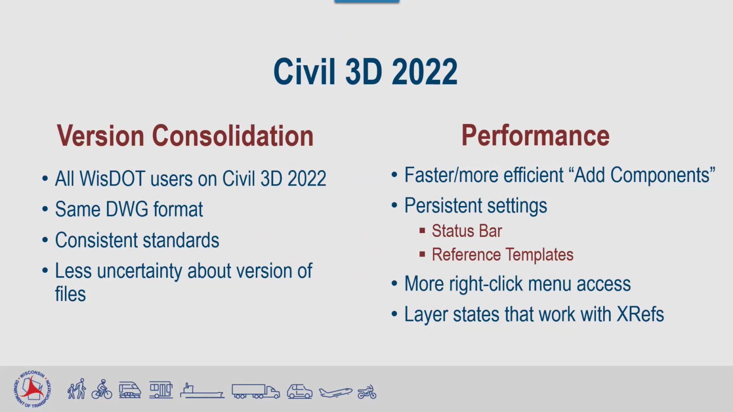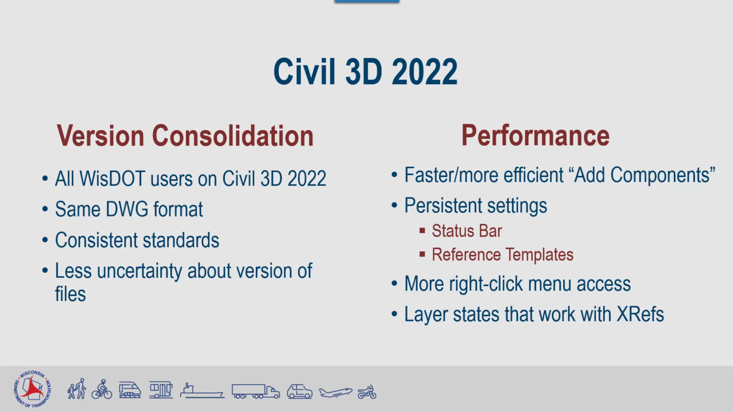For this implementation, we had a number of goals. We wanted to use this opportunity to get all WisDOT staff using the same version of Civil 3D. The consistency in the DWG format and our template standards made this possible. I'm very pleased to say that besides a few remaining projects using Civil 3D 2016, WisDOT staff are all using the same Civil 3D version. This helps us keep our standards consistent across projects and staff.